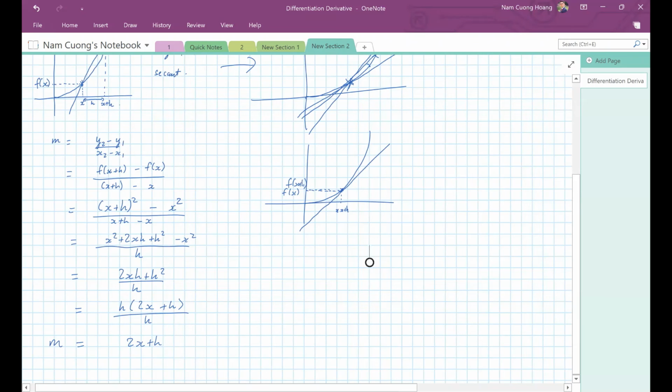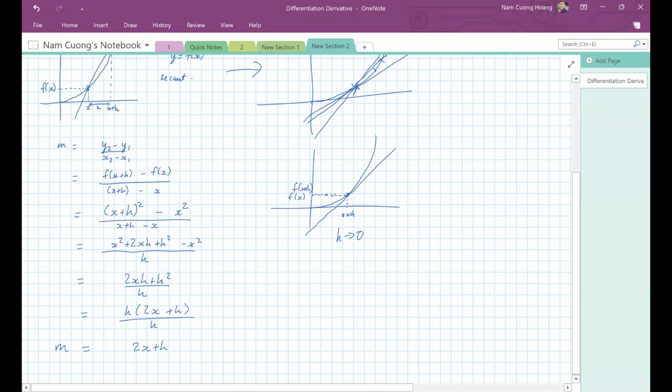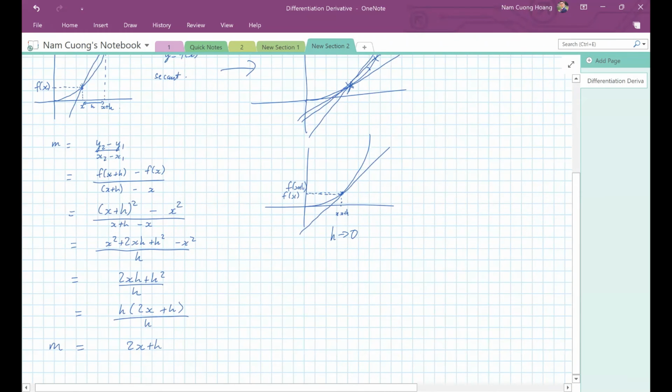Okay, so what is the h here? It is very close to 0. Alright, so we'll use this idea of a limit. Okay, so limit as h goes to 0. Basically, we will just have h very close to 0, or for this case, you can imagine it is 0.